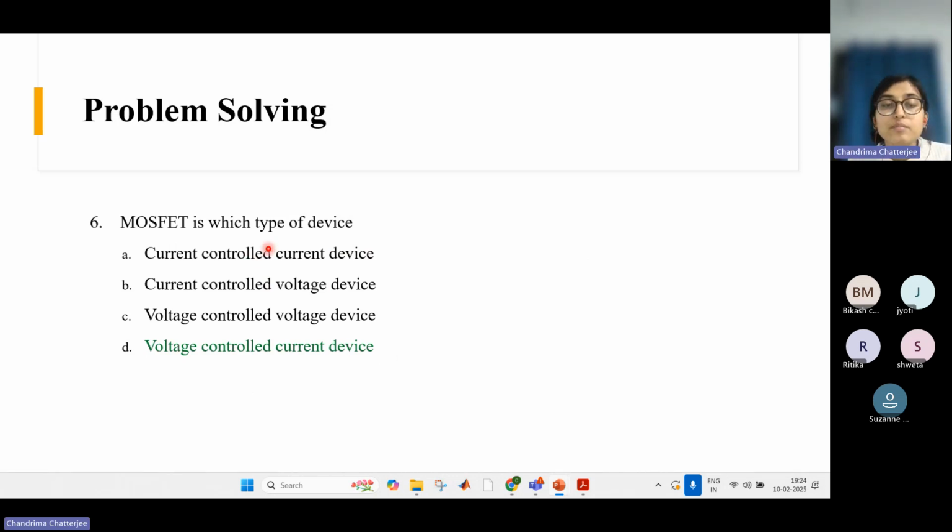So this is a multiple choice question. MOSFET is which type of device? We already discussed it is a voltage controlled current device. This is a voltage controlled device because by controlling the gate to source voltage, we can control the turn on and turn off of the device. So that's why it is a voltage controlled current device.